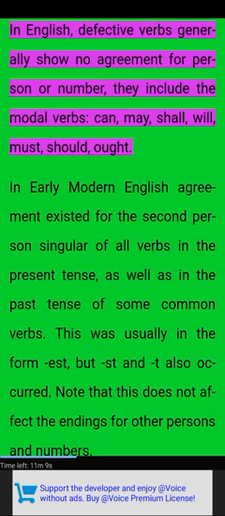In English, defective verbs generally show no agreement for person or number. They include the modal verbs can, may, shall, will, must, should, ought.